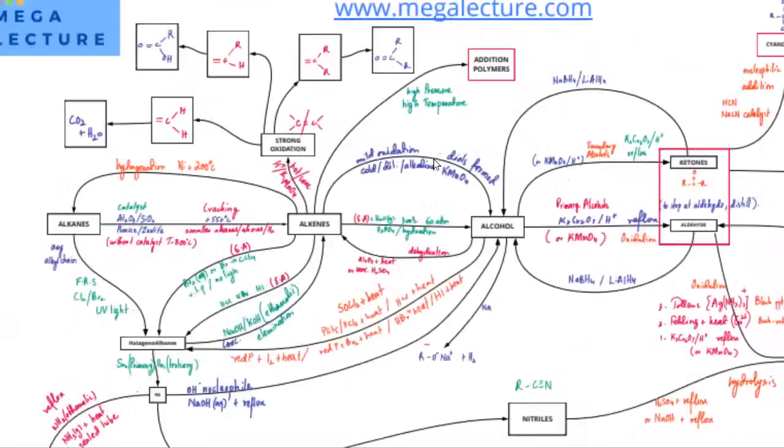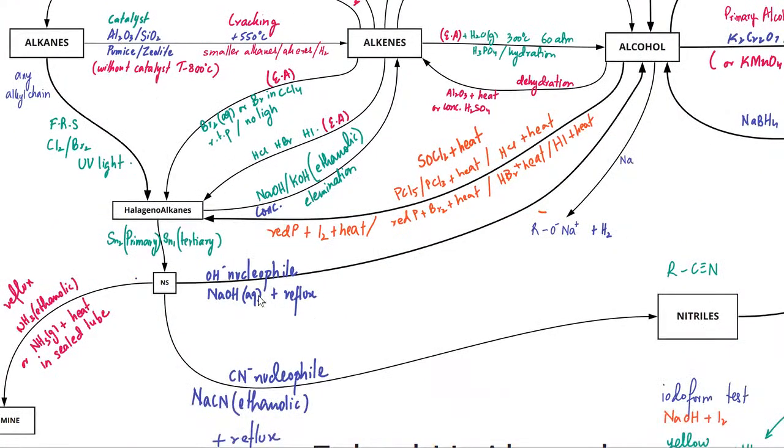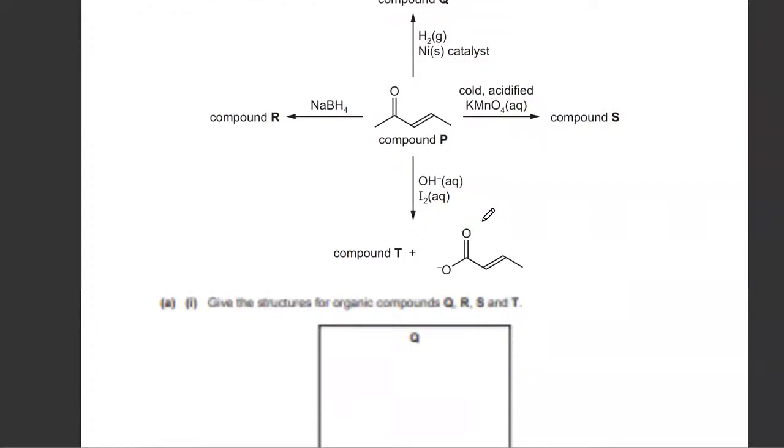So how do you do that? Is it the PCl5 reaction? No, sorry, Cl has to be displaced with OH, so that's nucleophilic substitution, NaOH aqueous and reflux, and it turns into an alcohol, SN1 SN2 mechanism. So it's going to be NaOH aqueous plus reflux. Is that clear? Yes, sir.